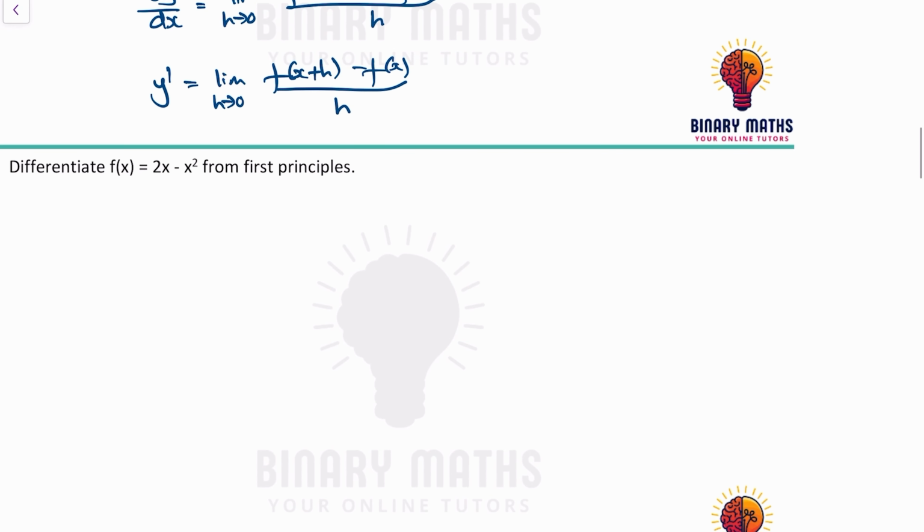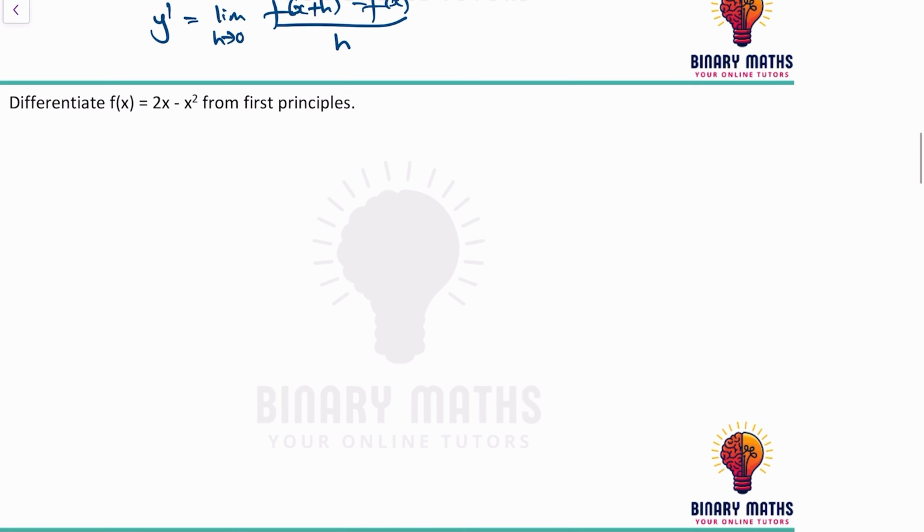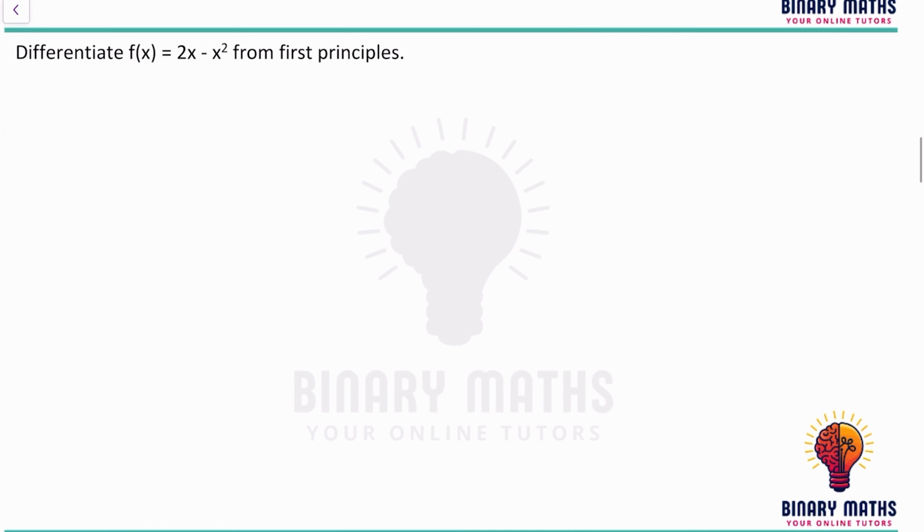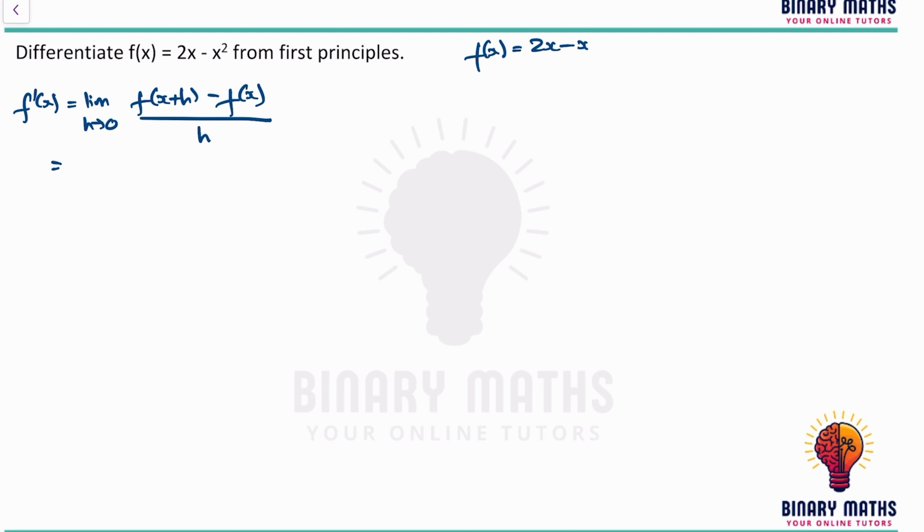Okay, differentiate f of x is equal to 2x minus x squared from first principles. So first line is always the formula: limit h tends to 0 of f of x plus h minus f of x all over h. So if f of x is equal to 2x minus x squared, then for f of x plus h, I'm replacing everywhere I see an x in my expression with x plus h. So it'll be 2 lots of x plus h minus x plus h squared.